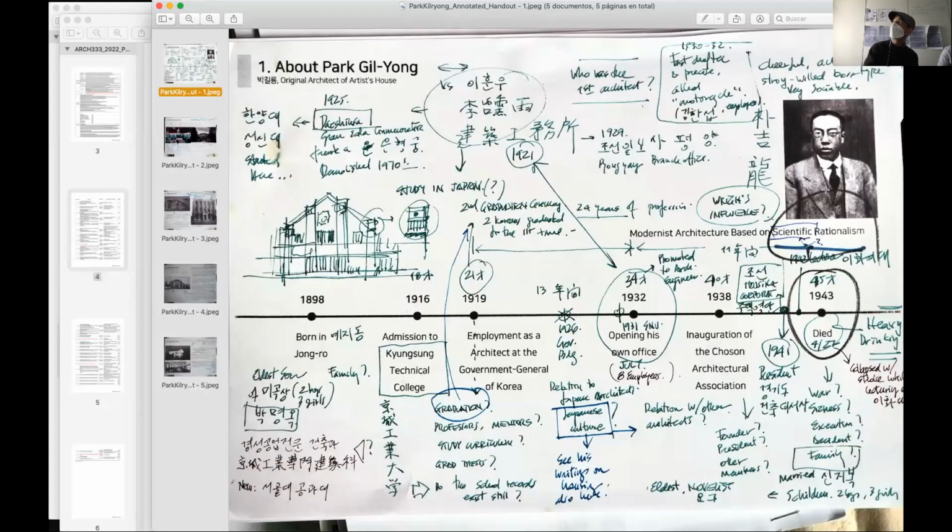So, okay, this is the photo of Aklian. This is his timeline. Don't look at all the notes. He was born in 1898, and then he graduated in 1919, just 21 years old. For 13 years, he was working for the government, right? In 1932 he opens his office with employees, and then he works for 11 more years until he dies in 1943. So he has about 24 years of professional life. And the building we are working on is just right after he becomes independent.